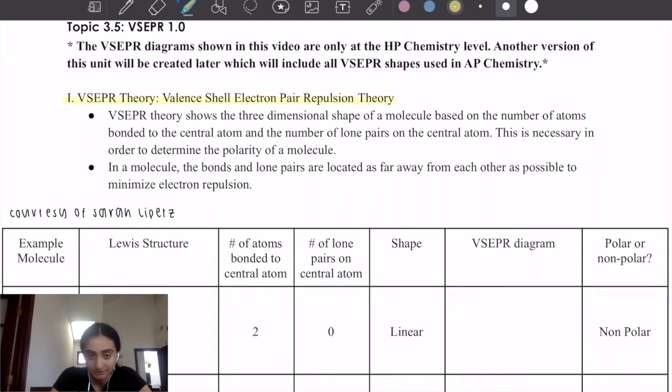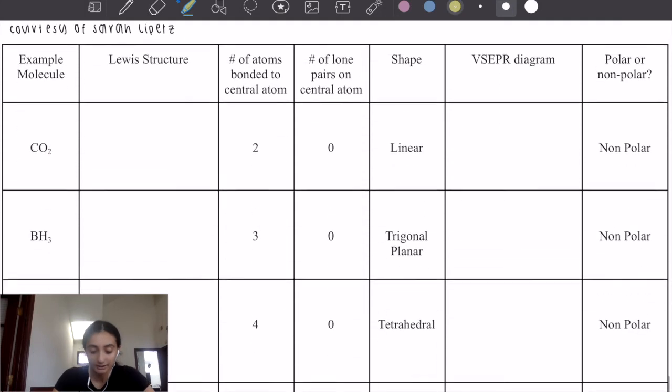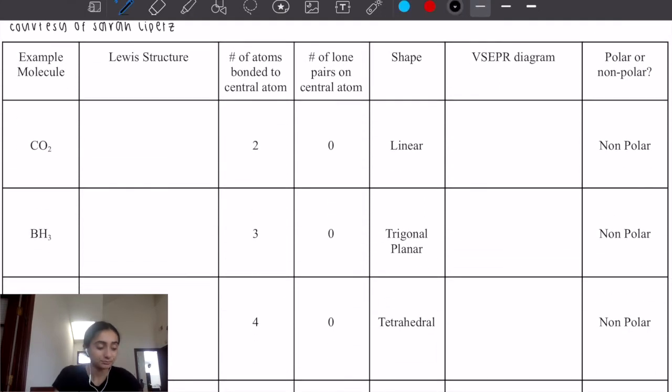So these VSEPR shapes I'm going to talk about are at the Honors Chem level. There are like 4 extra ones that are for AP Chem. And like with some of the other videos I've made, I'm going to make an AP Chem version of them later. So let's first start with the linear VSEPR model. My example here is carbon dioxide. This is also not my chart. I got it from my Honors Chem teacher, Sarah Lippitz.